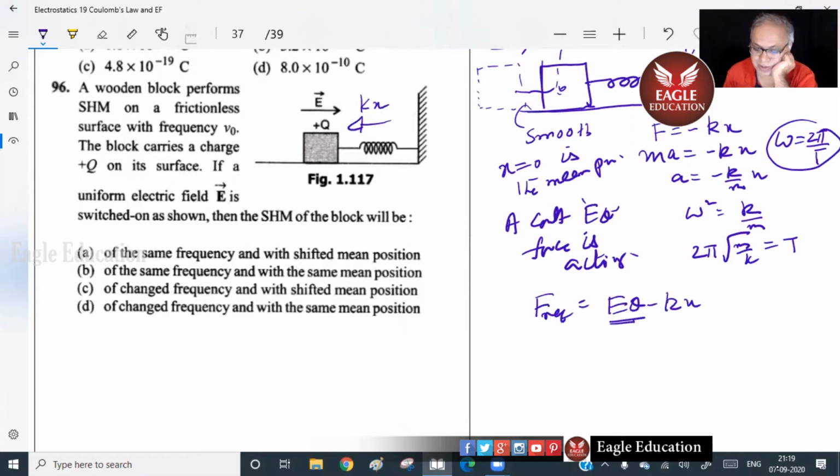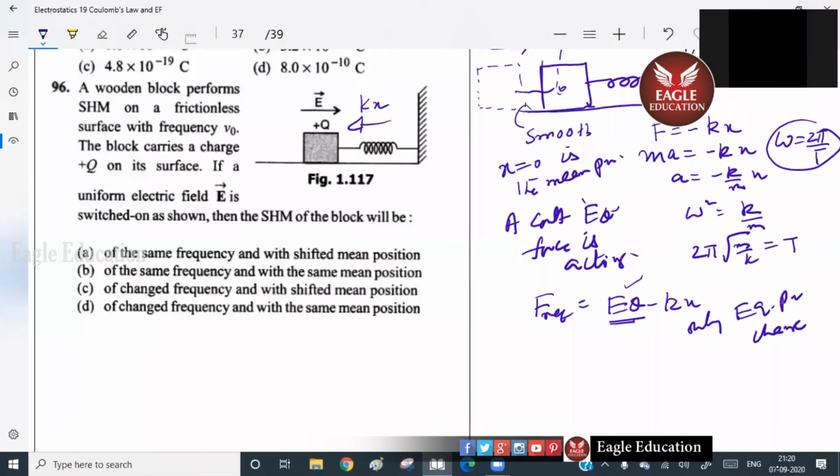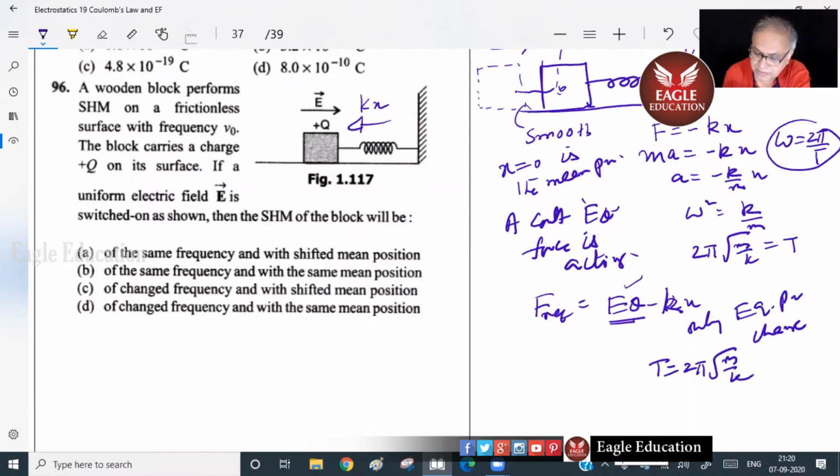Now, there's a constant term here. Nothing would happen. There will be a place where these two will be equal. That will be the equilibrium position. I told you already, your understanding of simple harmonic motion is important here. You're adding a constant force. Nothing is going to happen to the time period, but only the equilibrium position changes. So time period remains same, 2 pi root M by K. Our frequency will be 1 by 2 pi root of K by M.